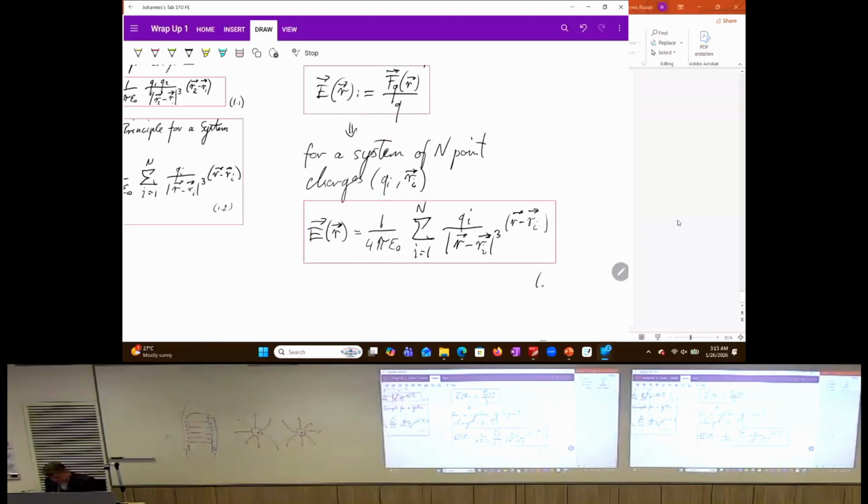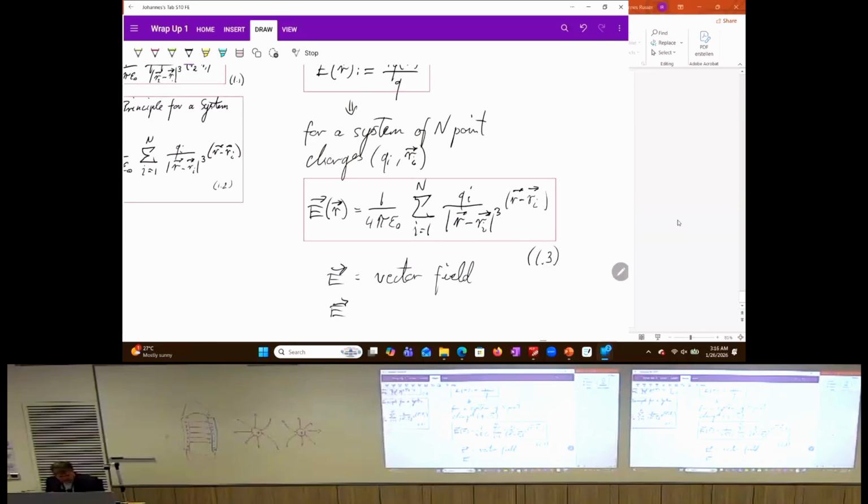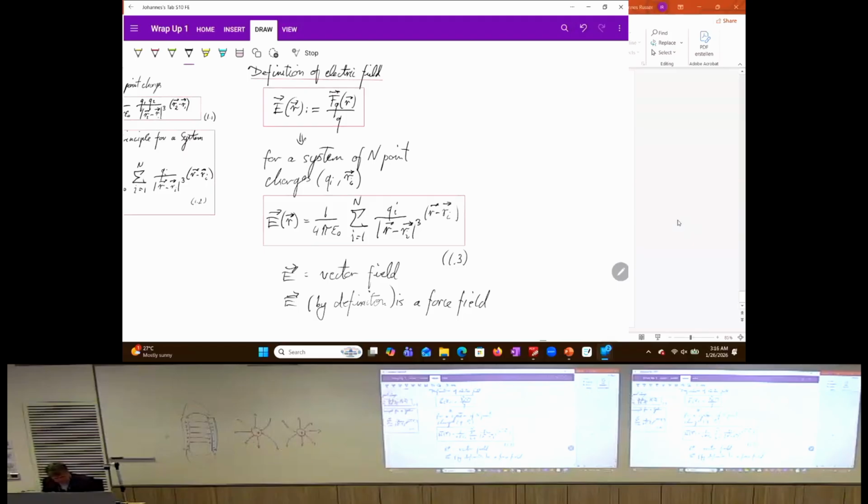That's equation 1.3. E is a vector field, and by definition, E is also a force field. We see it simply because it originates from this formula, right? And F is a force field, so E, in conclusion, is also a force field. Okay, this is a wrap up of some of the most important aspects that we have covered thus far. Many more to come.